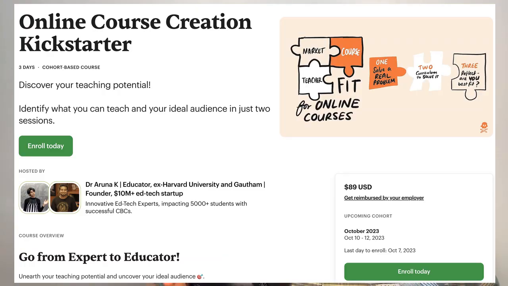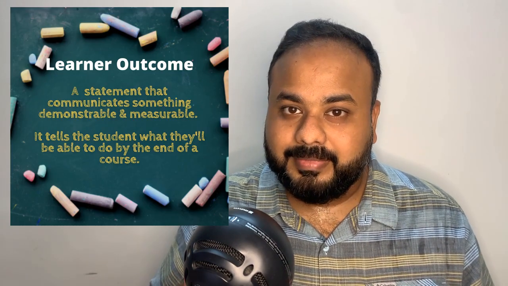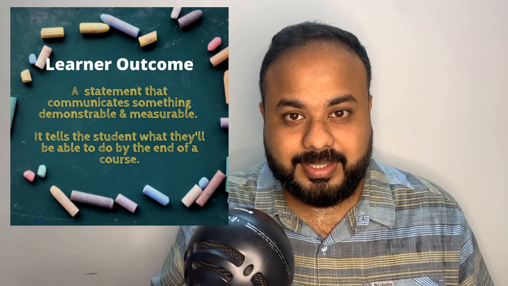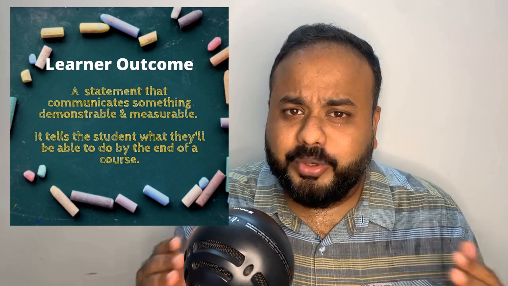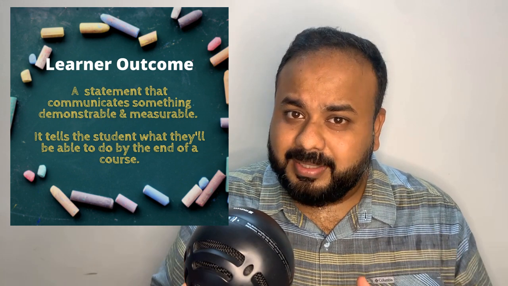In today's video, we're going to be exploring Google Bard and comparing its output with that of ChatGPT. We are asking Google Bard to create learner outcomes for our 2-day course, the Online Course Creation Kickstarter. But what are learner outcomes? A learner outcome is a statement that tells a student what they will be able to do by the end of the course. It communicates something that is demonstrable and measurable. If you want to learn more about what learner outcomes are, you can watch one of our earlier videos. I'll have the link in the description.